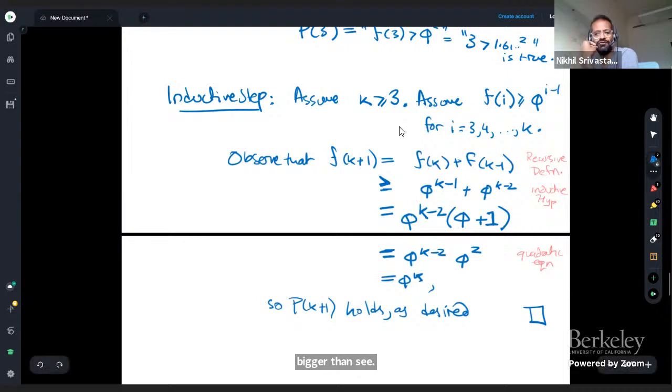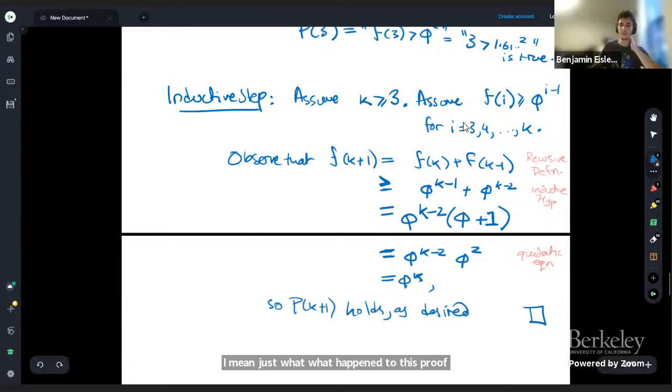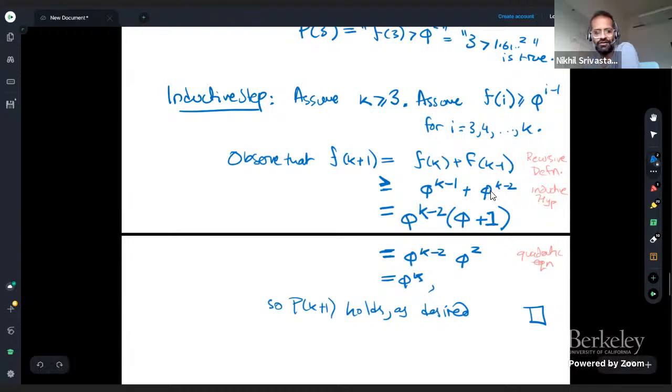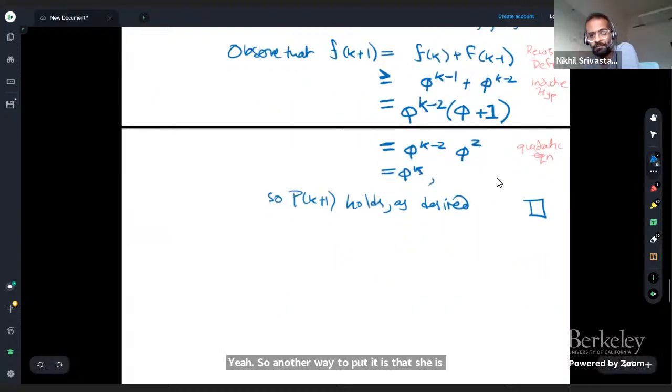I mean, just what would happen to this proof? It isn't going to work anymore, I believe, because if you've got alpha greater than phi, you're probably going to have alpha plus 1 is less than alpha squared. Yeah, so another way to put it is that phi is the largest number with the property.